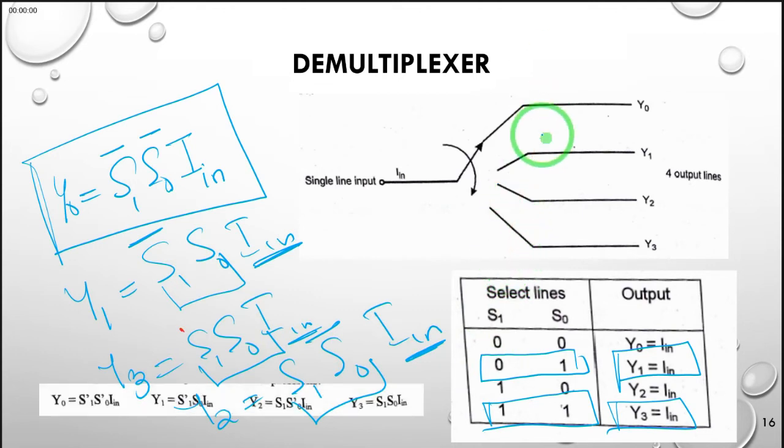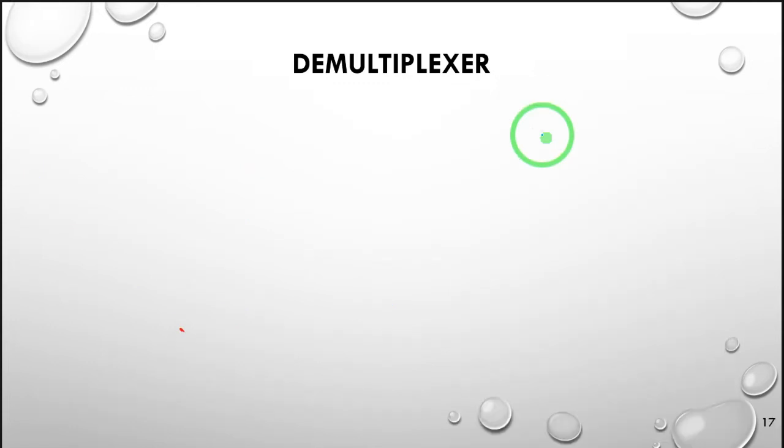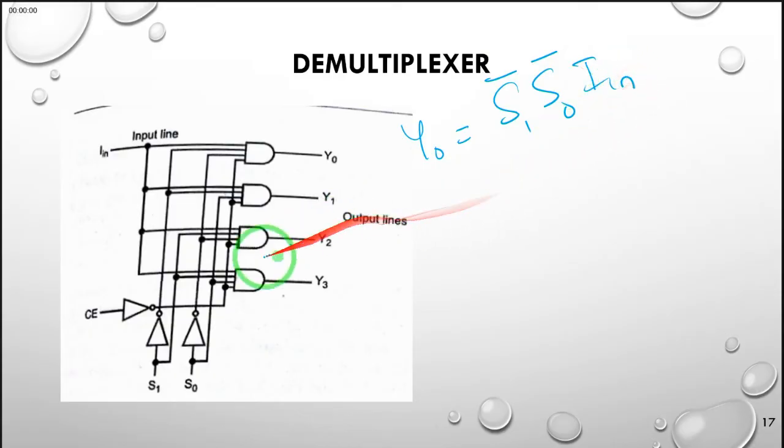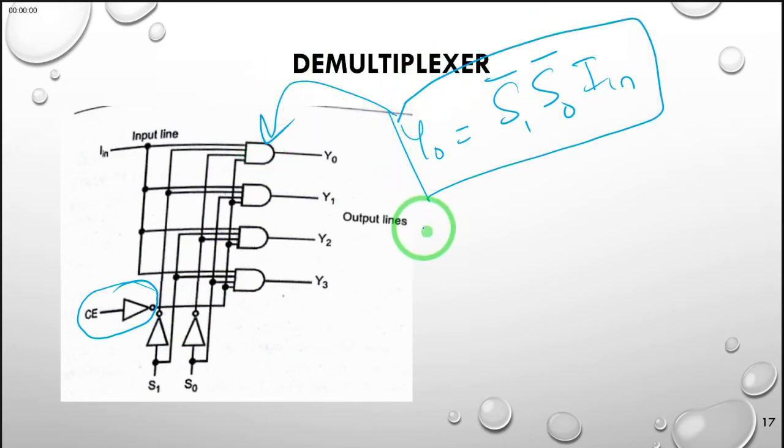We can look at the gate level implementation of the demultiplexer, and it comes simply from the equations that we have demonstrated. We have seen that Y0 is given by S1 bar, S0 bar, I in. The only additional thing that we have is our chip enable pin, which works the same way as it did with the multiplexer. It's an active low input that acts as a switch to turn our demultiplexer on or off. This equation is the one we use to implement this AND gate operation. You can see that the inputs are inverted S1, inverted S0, and this is our input line. The only thing we are adding there is our chip enable pin, which receives a 0 since it is active low. When it receives a 0, it becomes a 1, and a 1 is fed to our AND gates.